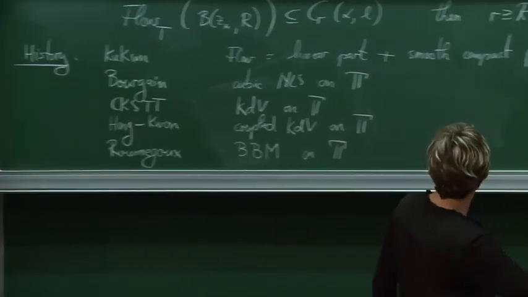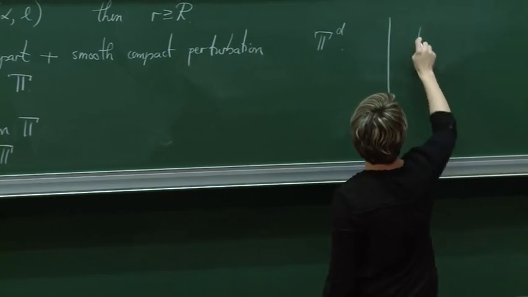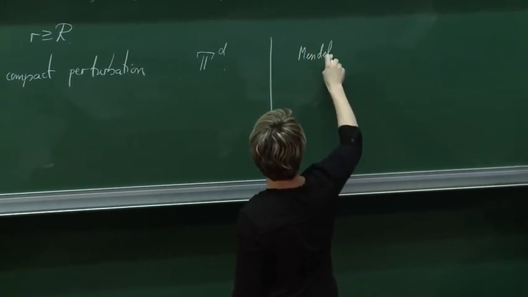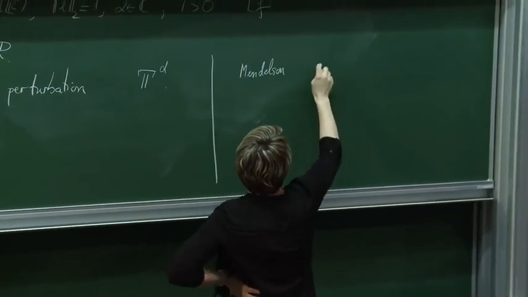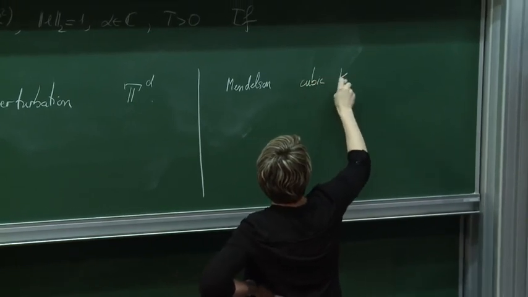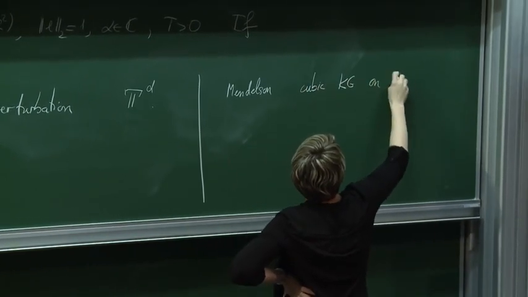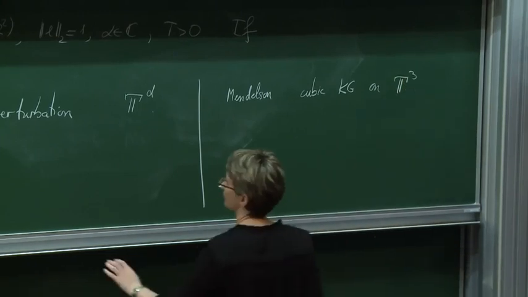And then finally, let me just write it here, we have a result by Mendelson for the cubic Klein-Gordon equation on the three-dimensional torus. Okay.